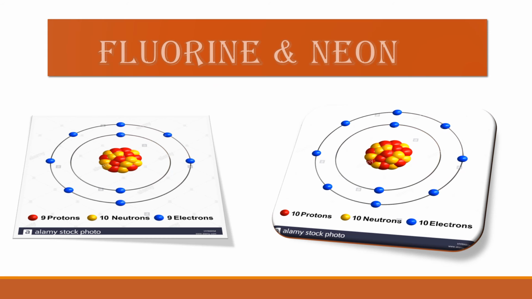And here the last structure of neon. You know, helium and neon are the inert gases. See, 10 protons, 10 neutrons, and 10 electrons are present.